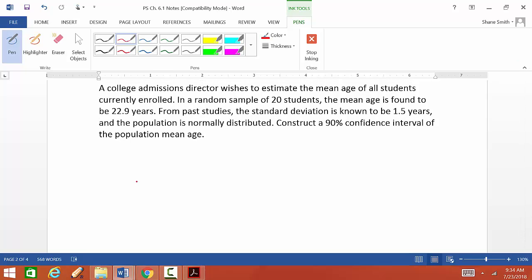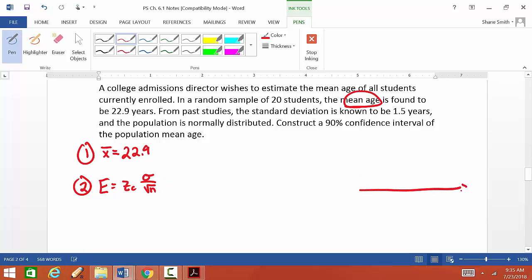All right, so first things first. First step is X bar. In the previous problem I gave you a data set and we actually had to average them. But we don't have to average anything here. They tell us the mean age is found to be 22.9, and usually they'll give it to us. All right, 2, the margin of error. Z-score times sigma over the square root of n. Well, hardest part's the z-score, so let's get this out of the way.